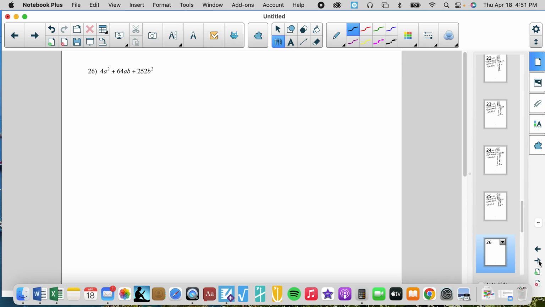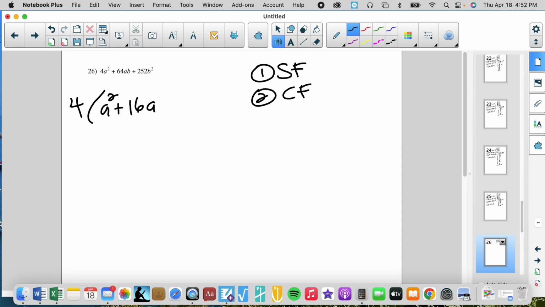Home stretch. Let's go. I wish they got easier. Standard form, yes. Oh, now we have variables on both sides. Common factor. Yeah, 4, I think. Let's hope 4 goes into it. A squared plus 16ab plus 63b squared. That's a really poor job. 252.